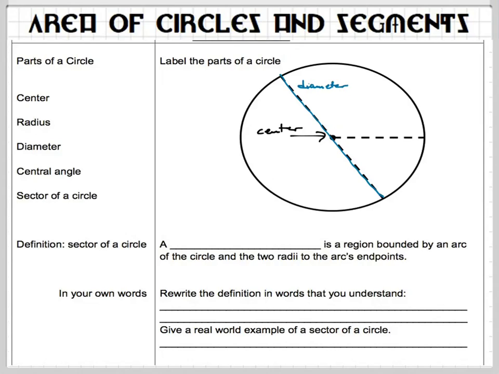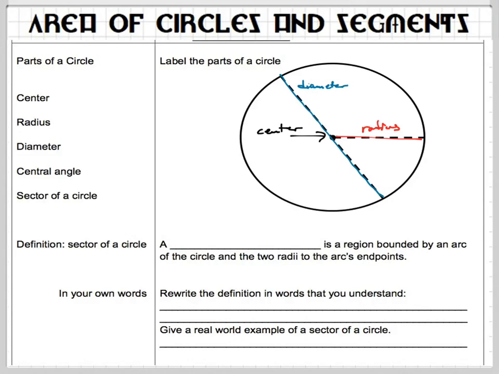Oh, I skipped radius. And then radius is this. But you could also say this is radius, because as long as it's from the center and it goes all the way to the circle, that's a radius. So we got center, radius, diameter, central angle.